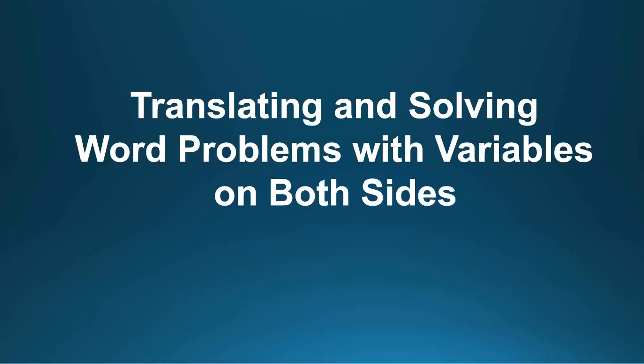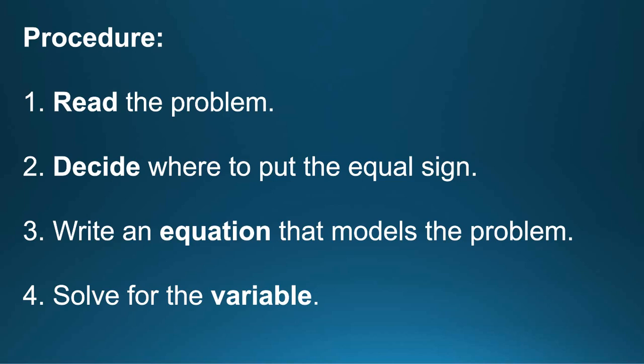Hey guys, today we're translating and solving word problems with variables on both sides. As always, if you have a word problem, first you need to read the problem. Second, decide where to put the equal sign. Third, write an equation that models the problem. And fourth, solve for the variable.